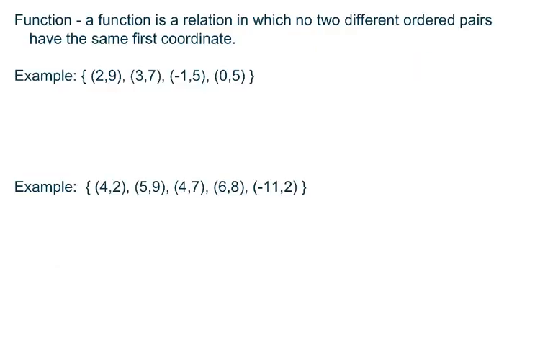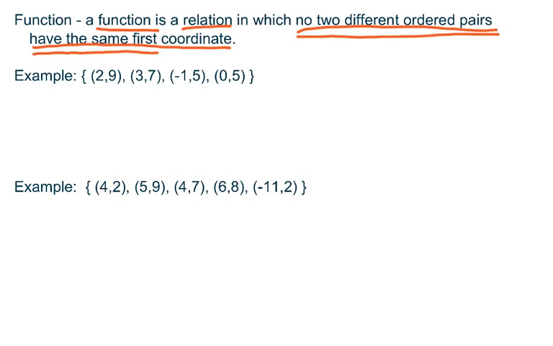Next definition, super important. This is one we're going to spend a lot of time looking at, the idea of a function. A function is first of all a certain kind of relation. So a function is a set of ordered pairs, but it has a special quality to it. A function is a relation in which no two different ordered pairs have the same first coordinate. That's the key thing. All functions are relations, but they're just maybe relations that aren't functions.